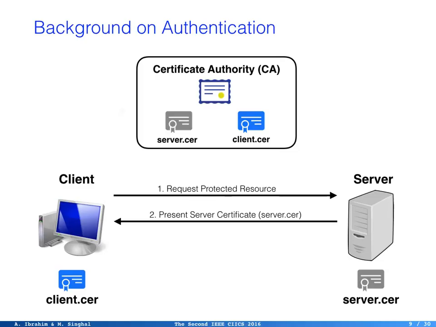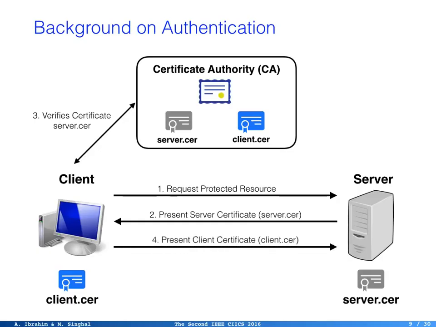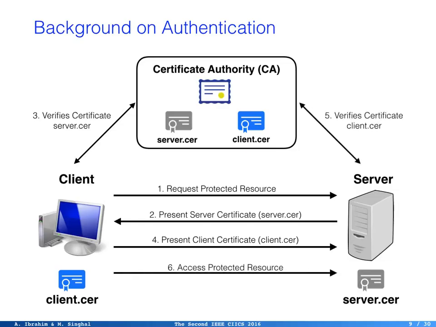The client then verifies the server's certificate by contacting the issuing certificate authority, and if successful, the client sends its certificate to the server, which actually also checks and verifies the client's certificate by contacting the certificate authority, and if that yields that the certificate is valid, the server grants access to the protected resource requested by the client.